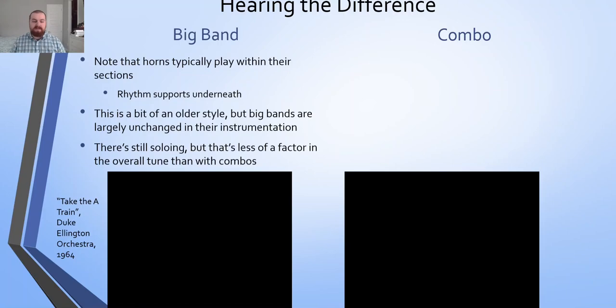So they're still soloing, but it's much less of a factor in the overall tune than the combos. And in fact, in this clip, it's edited down, there's actually no soloing at all. So we're going to watch a clip, but the camera, luckily, pans over the different sections. So you can kind of see the whole group. You can see the trumpets, see the trombones, and then finally see the saxophone. So this is a very famous tune called Take the A-Train by Duke Ellington and his orchestra. This is a recording from 1964. This is Take the A-Train.